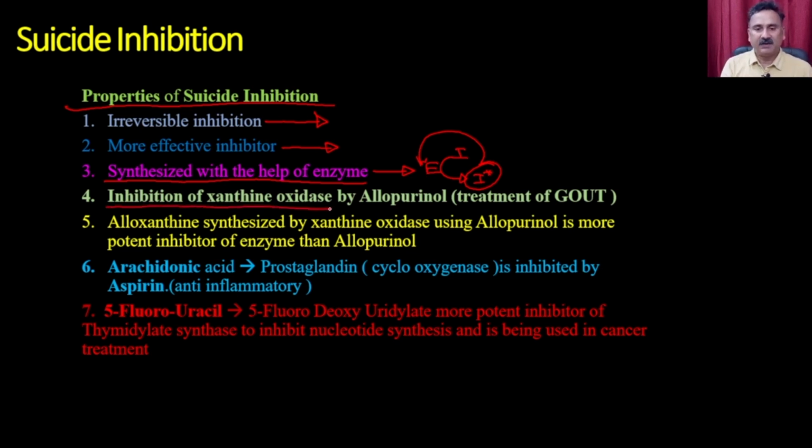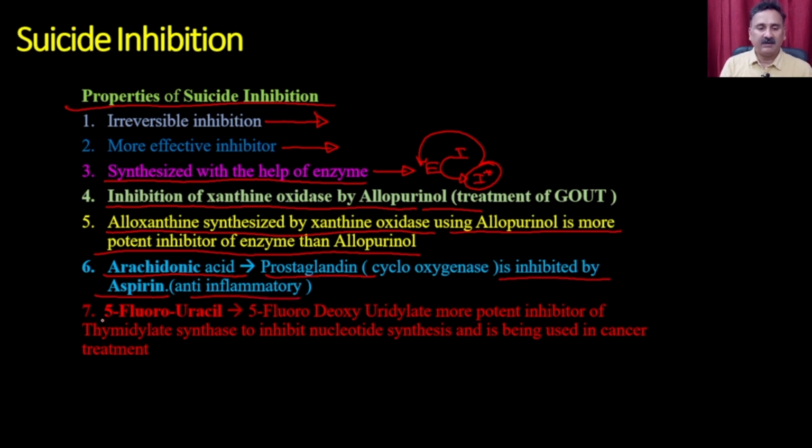Examples are inhibition of xanthine oxidase by allopurinol, which is a treatment for gout. Then we have alloxanthine, synthesized by xanthine oxidase using allopurinol, which is a more potent inhibitor of the enzyme than allopurinol. Then we have another example of arachidonic acid getting converted into prostaglandin, which is catalyzed by an enzyme called cyclooxygenase, and it is inhibited by aspirin. Aspirin is an anti-inflammatory drug, right?